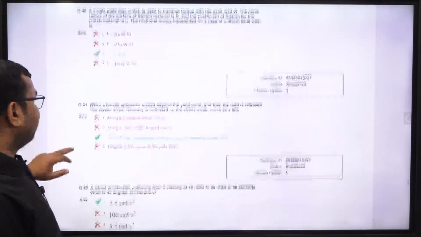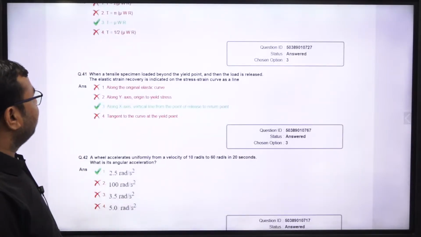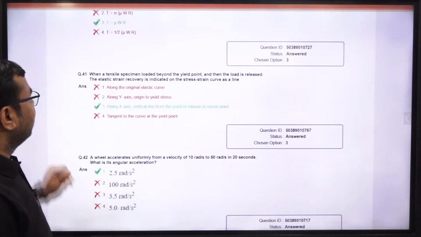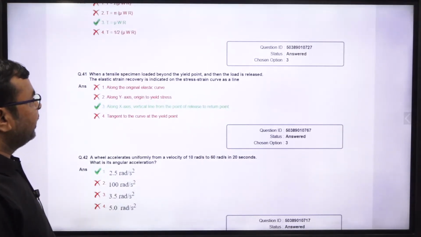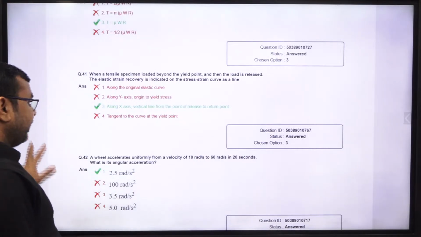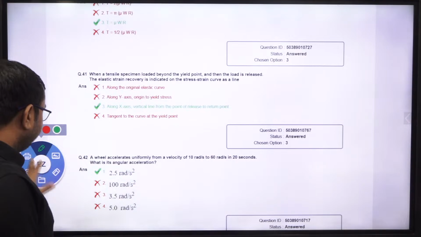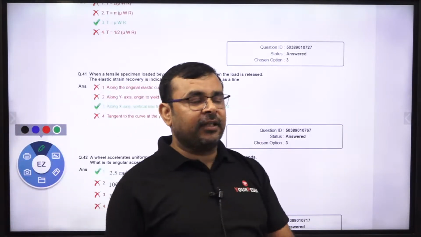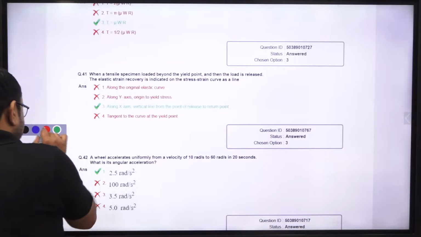Okay, so let's see another question. When a tensile specimen is loaded beyond the yield point and then the load is released, the elastic strain recovery is indicated on the stress-strain curve as a line. This is a very nice question, and nowadays in every class of material science and strength of metals I always discuss this concept.